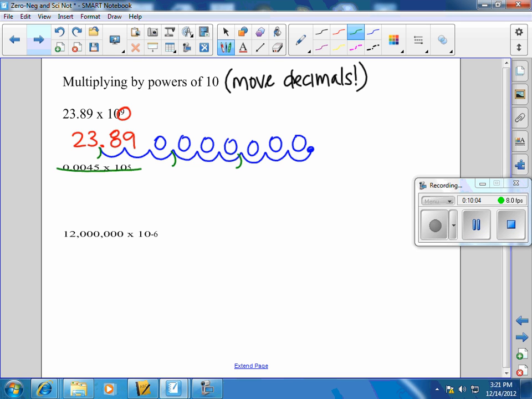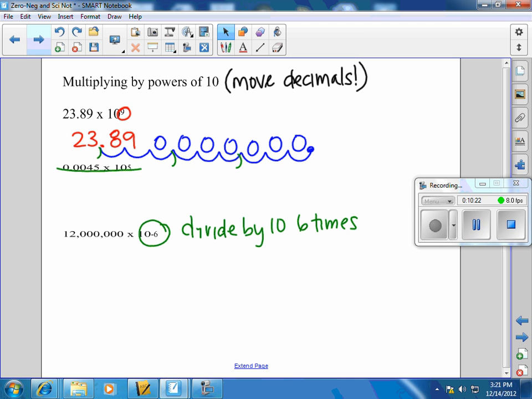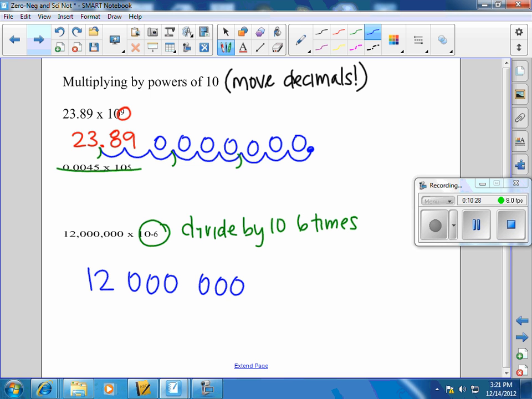And let's do the next one. 12 million times 10 to the negative 6. What this really means is I need to divide by 10 6 times. So just like we moved the decimal for the very first one, we can move the decimal for this one. In order to get division across, I want to move the decimal to the left. So I'm going to move it 1, 2, 3, 4, 5, 6, and it ends up being just 12. 12 point with all those zeros is the same thing as just 12.